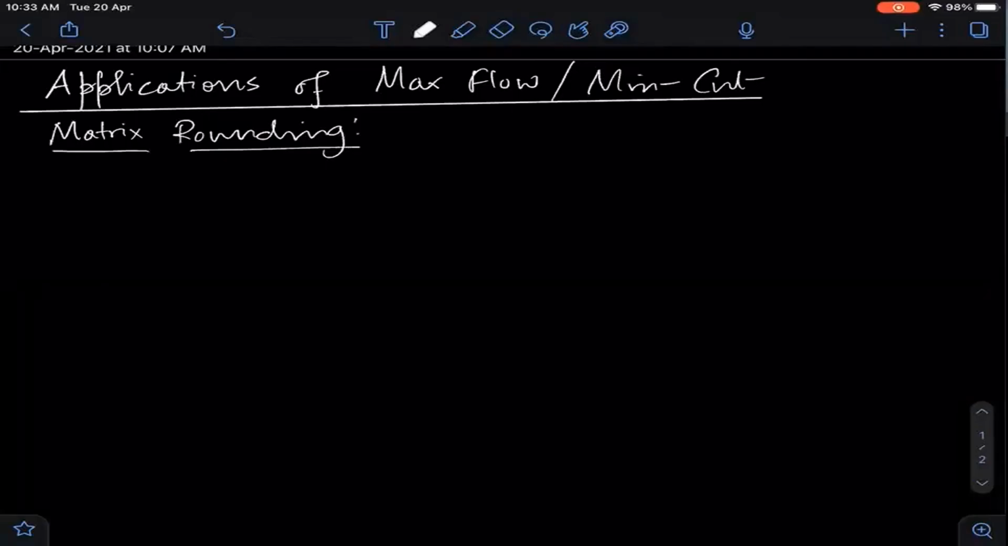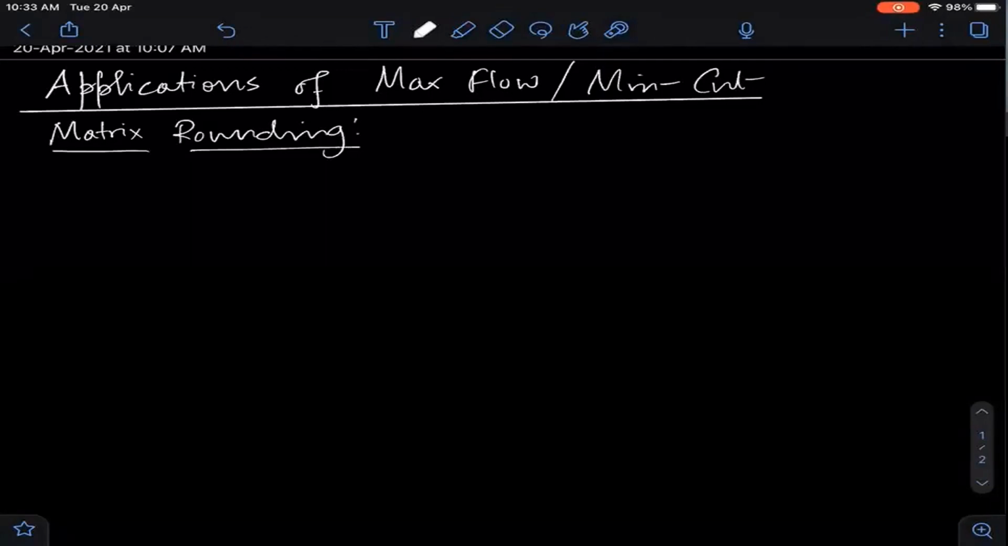So what we will do today, I will try to cover two applications of max flow and min cut. The reason I picked these problems, at least the first one, is that, as you will see, apparently this has no relationship with max flow. In fact, it's almost unbelievable that this problem can actually be solved using the maximum flow problem. It's called matrix rounding. It's known by many other names, and the problem is as follows.